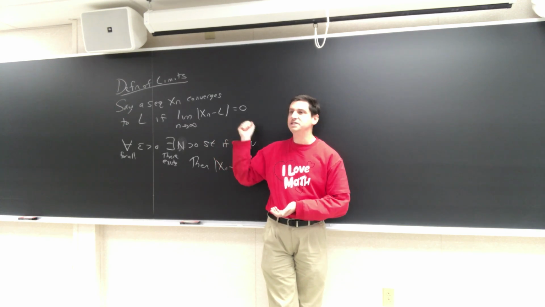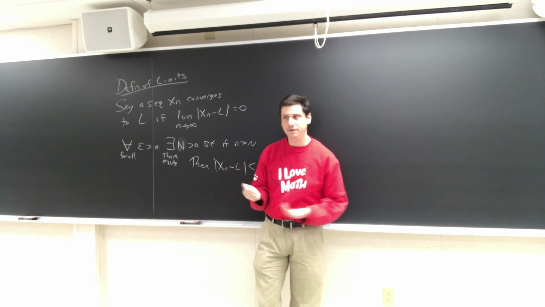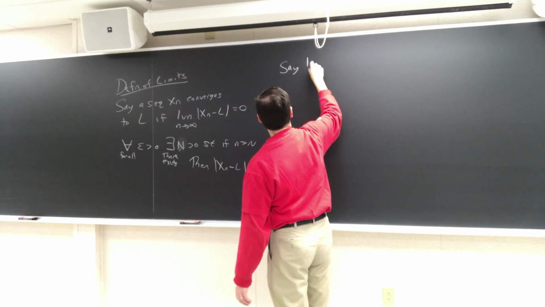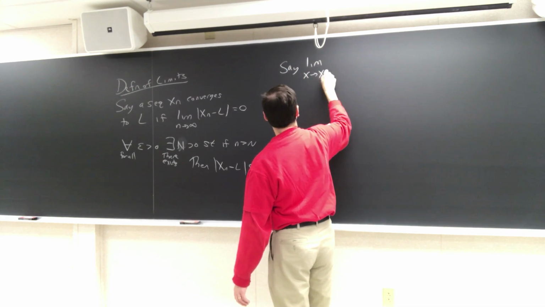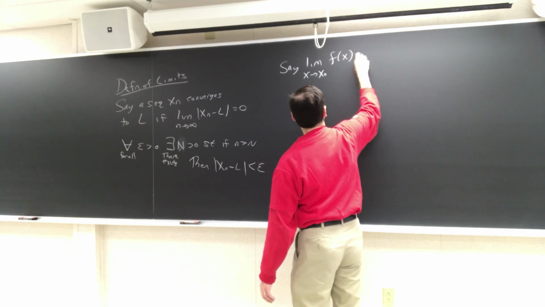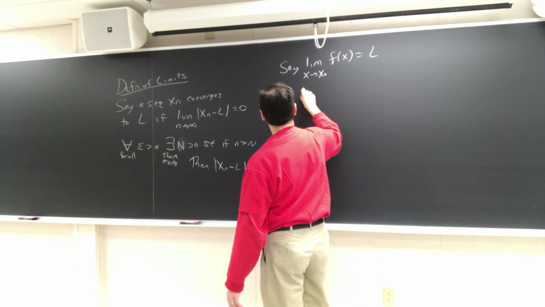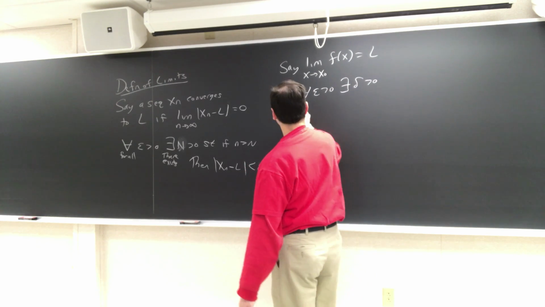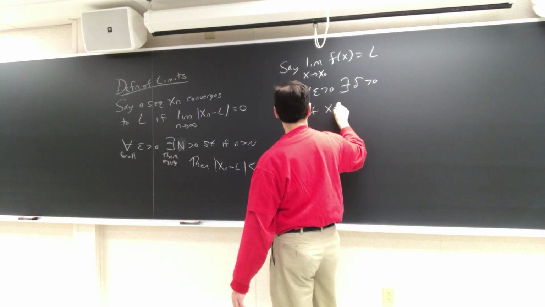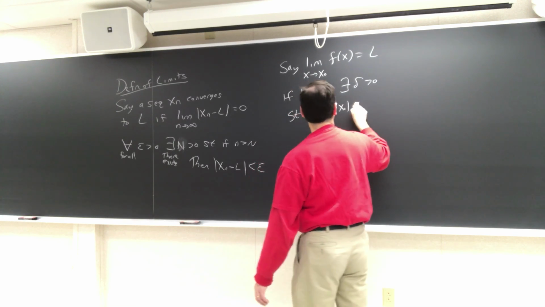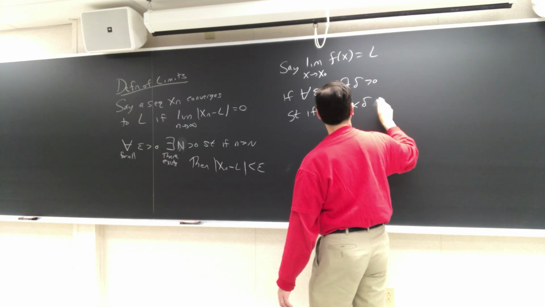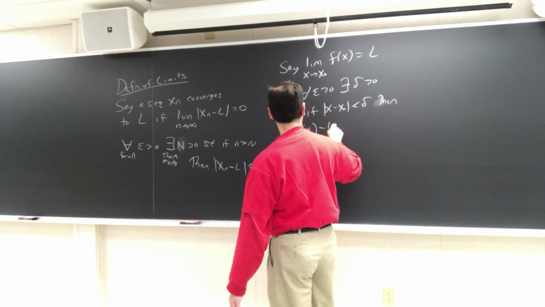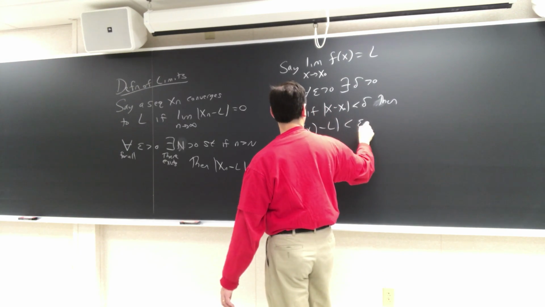This is doing it for a discrete sequence of points. You can also do it for a function. You could say, the limit as x goes to x naught of f of x equals L if for all epsilon greater than 0, there exists a delta greater than 0 such that if the absolute value of x minus x naught is less than delta, then the absolute value of f of x minus L is less than epsilon.